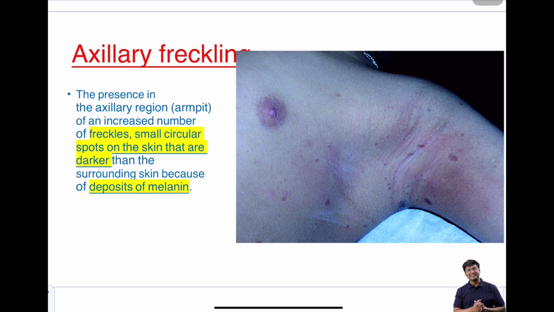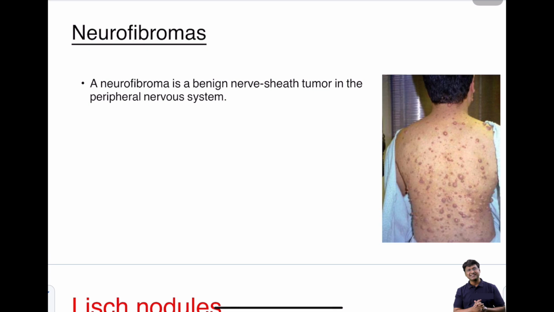Next important is the axillary freckling. The freckles are present either in the axillary area or in the inguinal area, and they are small circular spots on the skin, and they are very dark. You can see that they are very dark. So this is about your axillary or inguinal freckling. And next thing is the neurofibromas. A neurofibroma is a benign nerve sheath tumor in the peripheral nervous system. And how many neurofibromas should be there for the diagnosis? 2 or more neurofibromas should be there for the diagnosis.